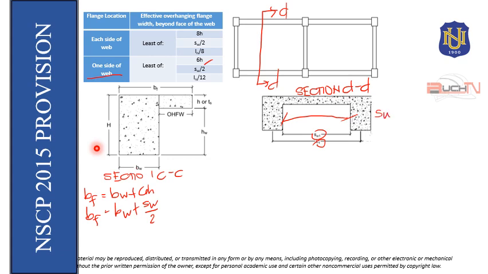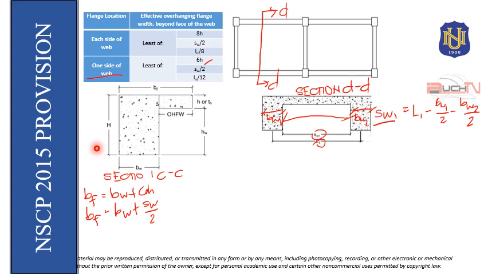So, let's say SW sub 1. So, kung ito is BW sub 1, ito is BW sub 2. So, that will be L sub 1 minus BW sub 1 over 2 minus BW sub 2 over 2. Yan ngayon yung para makuha natin yung clear span to the next web. So, pwede na ulit siyang i-direct na formula na SW over 2 lang.